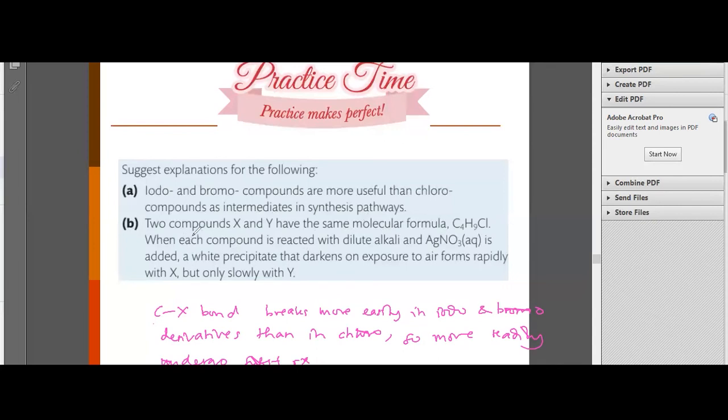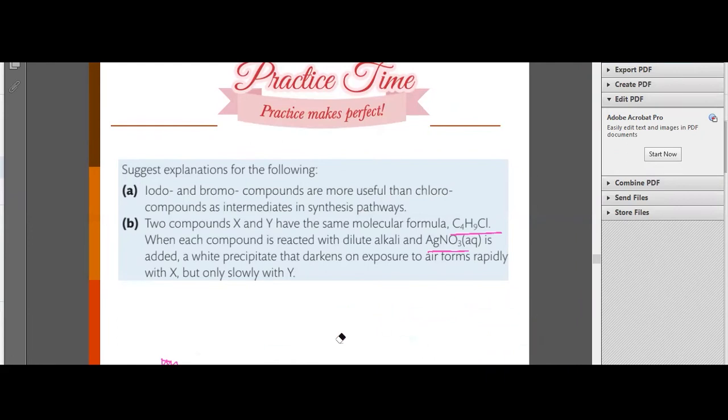Okay, part B. Two compounds X and Y have the same molecular formula C4H9Cl. When each compound is reacted with dilute alkali and then silver nitrate is added, a white precipitate that darkens on exposure to air forms rapidly with X, but only slowly with Y. Okay, why? Since this is a chloroalkane, if the substitution reaction occurs, Cl minus will be formed, right?